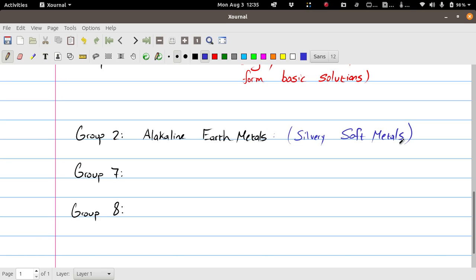All right, for group 7, we have halogens. I know you guys have probably heard of, actually I don't know. Anyways, halogens are used in a multitude of things. They're highly poisonous and they're highly reactive. This also has to do with their electron configuration and their electronegativity. So, halogens are poisonous and highly reactive.